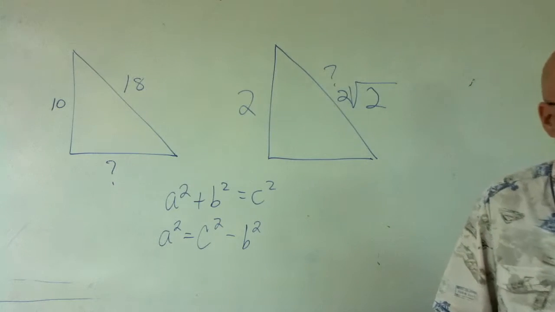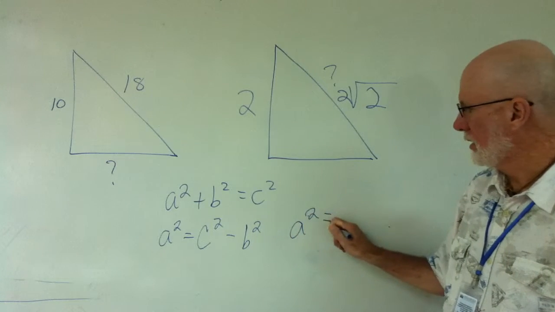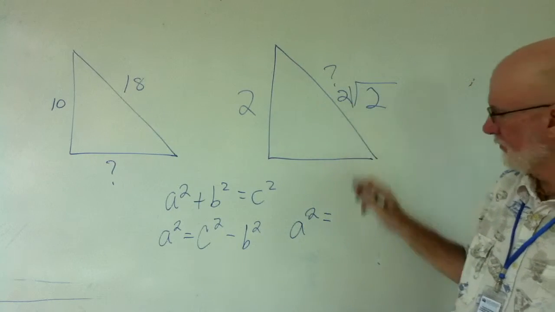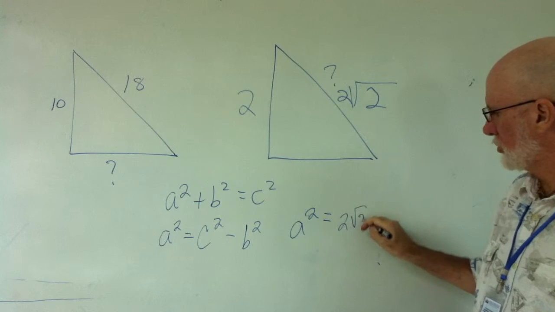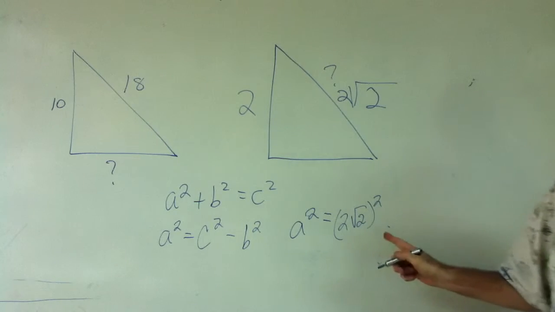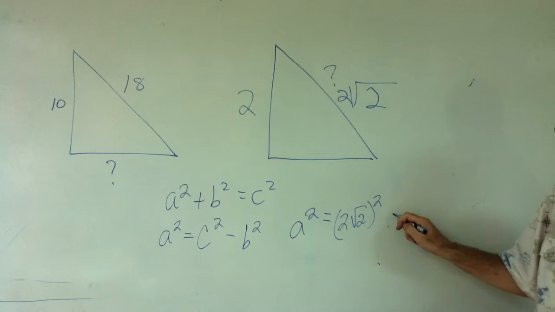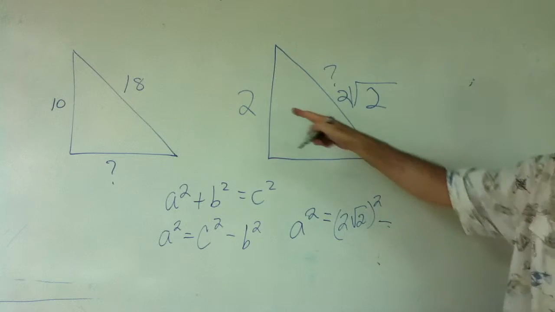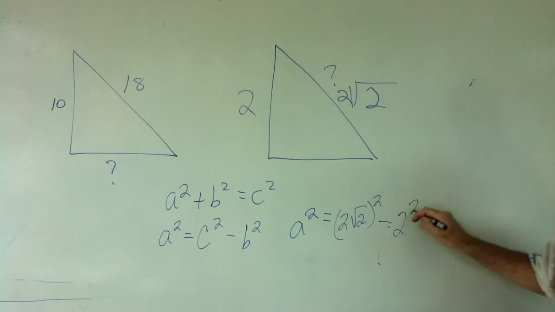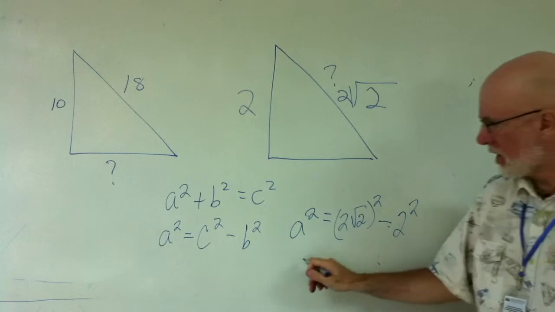Let's just do that. All right, so A squared equals C squared, which is 2 root 2 squared, minus 2 squared. That's a tough problem. Right? Yes?